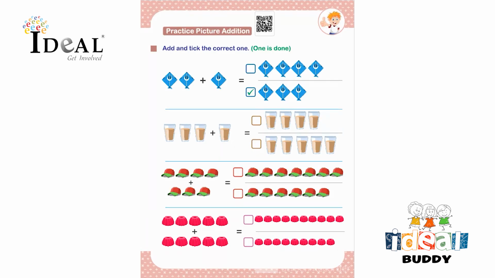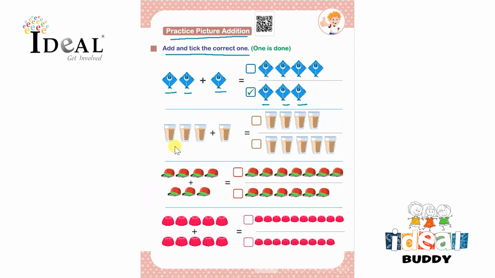Hello everyone. In this page, the child will practice picture addition. So here they have to add and tick the correct answer. So here there are 2 objects given, 1, 2, that is 2 kites, and then 1 kite. So 2 plus 1 together they make 1, 2, 3. So this is the correct answer.